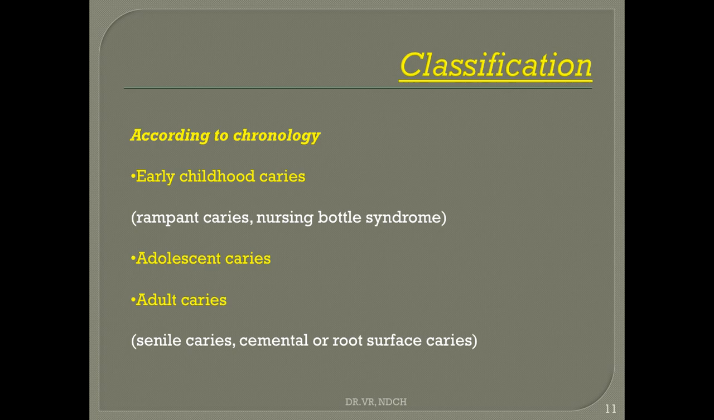Then, according to the chronology, it is classified as early childhood caries, that is, you have the rampant caries and the nursing bottle syndrome. So, it is seen during childhood. Then you have adolescent caries and then you have adult caries. In adult caries, you have senile caries or cemental or root surface caries. Both come under the adult type of caries.